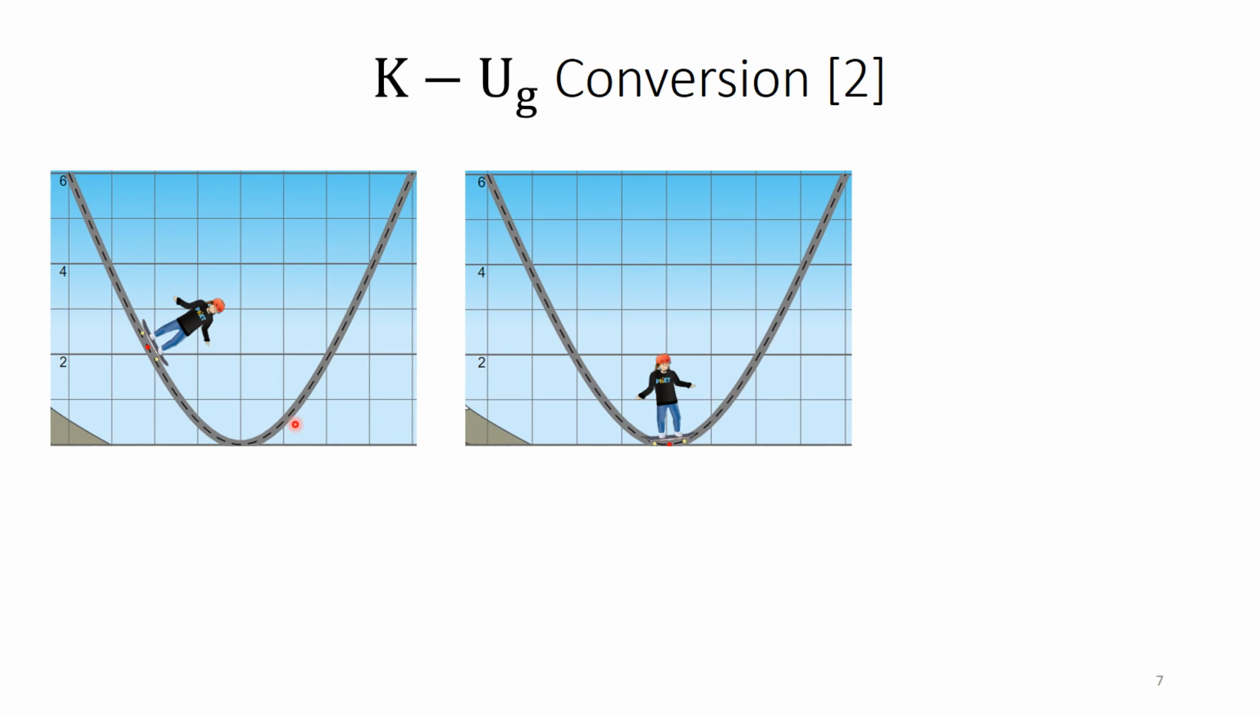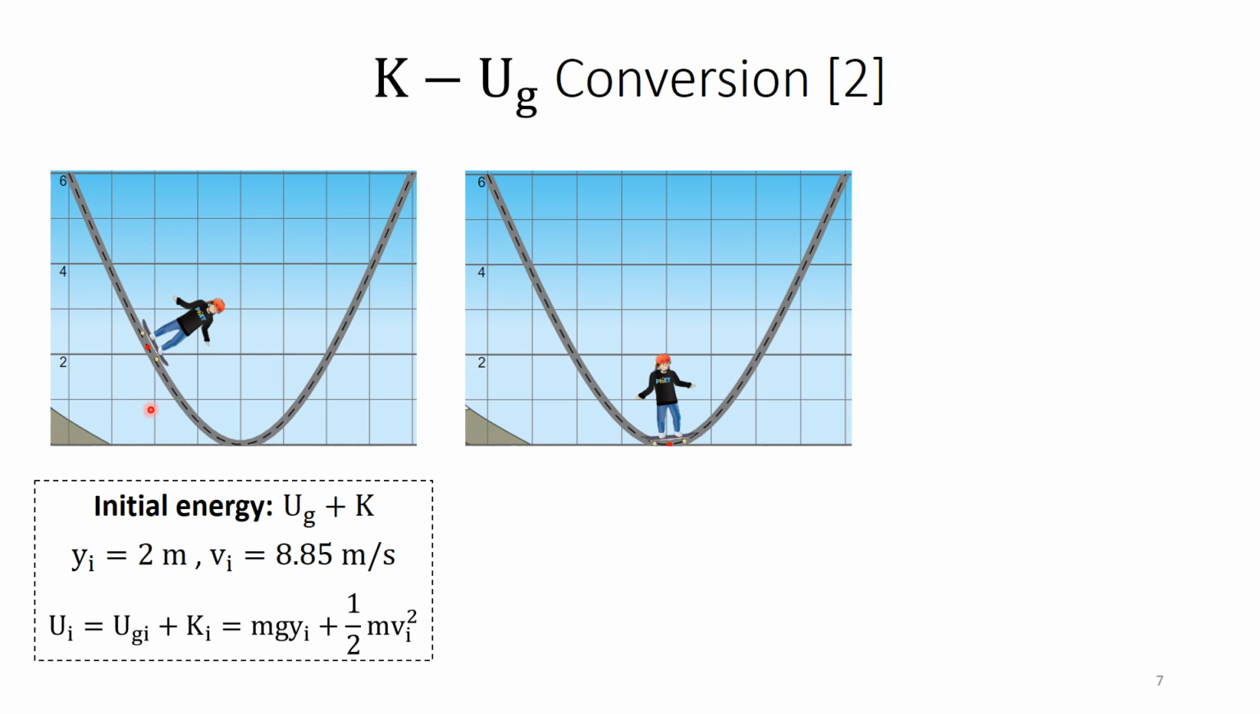Then here, continuing from the previous slide, we look at 2 other snapshots. On the left, we have the same snapshot from the previous slide. And then on the right, we have a new snapshot where the skater is at the very bottom of the track. Okay, so we're going to find the speed of the skater at the very bottom. So we'll take these 2 snapshots here, call this the initial on the left and final on the right.